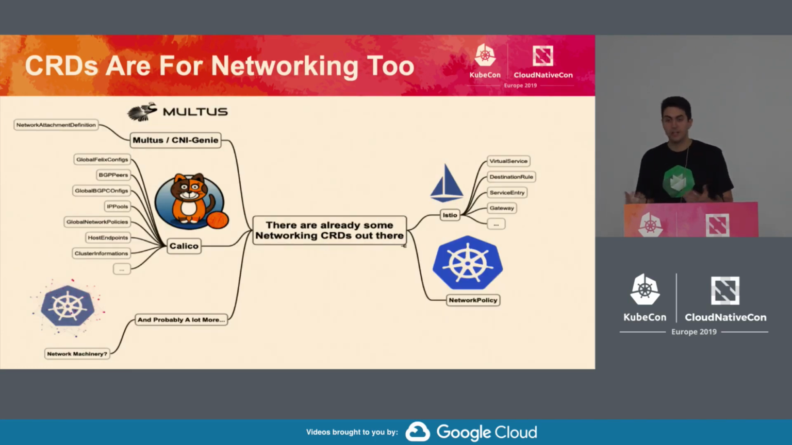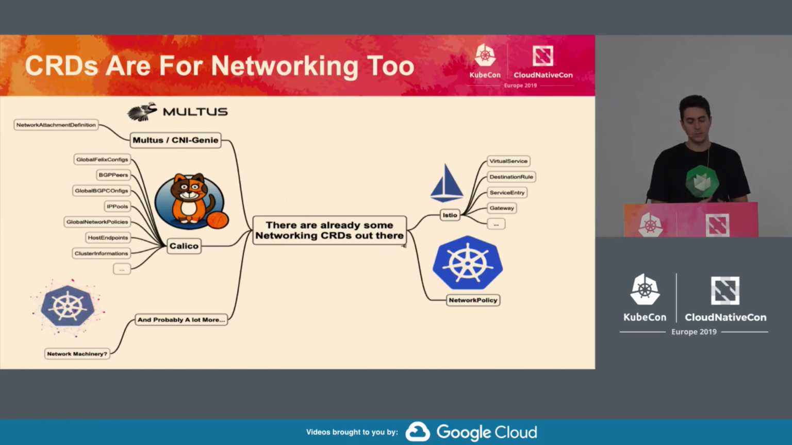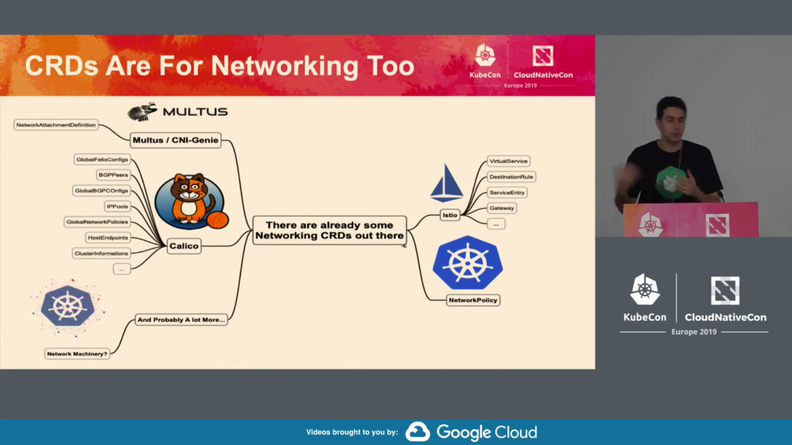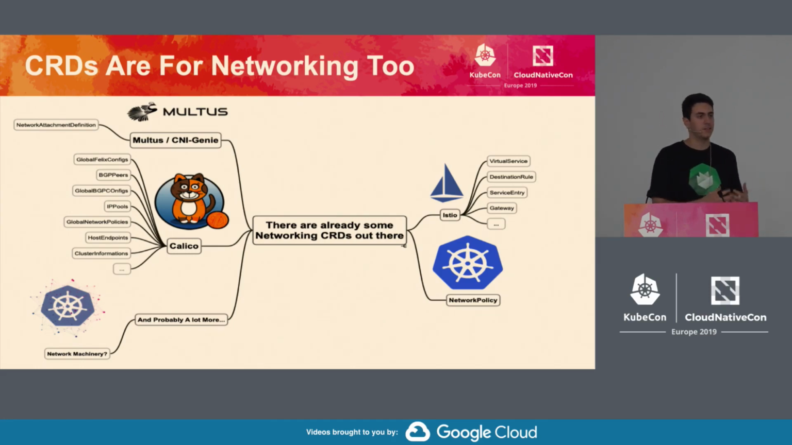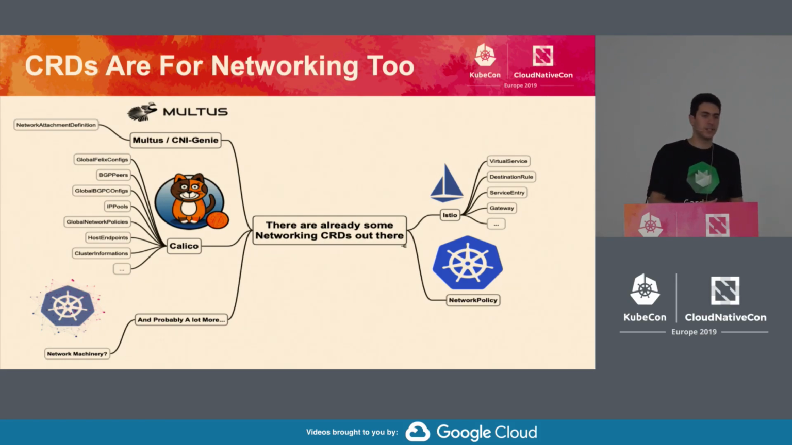Right, but CRDs are not just for add-ons, they are also for networking. There are a lot of networking plugins already that make use of custom resource definitions, such as Multus, which defines its own network attachment definition, and CNI Genie. There's also Calico, which comes with a pretty large set of CRDs. There's also network policy, which is not itself a CRD, but also falls into the context of networking. And there is Istio, which comes with a bunch of other CRDs. And there come network service meshes and much more.